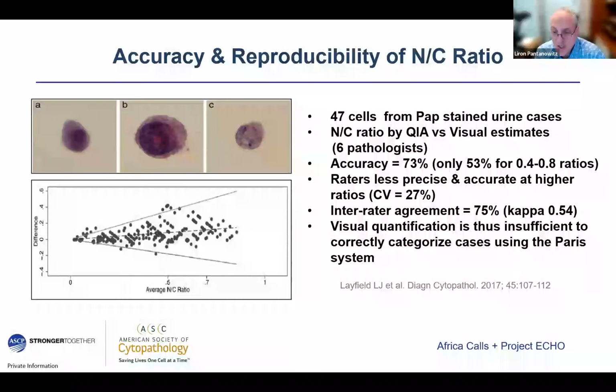In other words, what Dr. Layfield said is that with visual quantification, if we were asking humans to do this, we cannot really categorize cases very well, especially as the NC ratio gets higher.